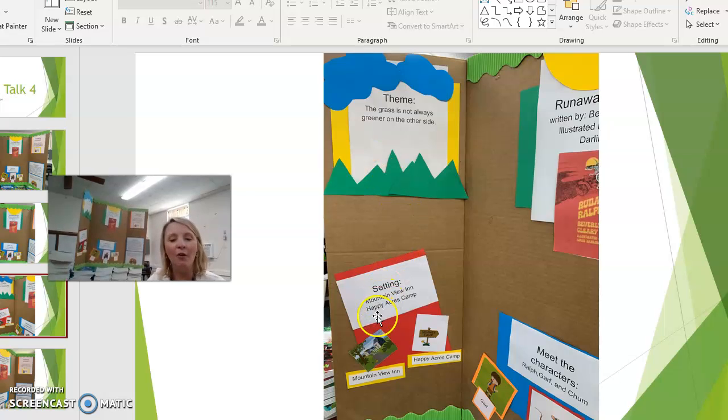My setting is the Mountain View Inn. The book begins at the Mountain View Inn. That's where everything is kind of set up. That's where my theme begins, where Ralph is just unhappy with his life at the Mountain View Inn. And he makes this trip across the greener grass to Happy Acres Camp to realize that there are problems there too. So most of the book is set around Happy Acres Camp. We know at the end of the story, Ralph does make it back to Mountain View Inn, and he's happy to be home in one piece.